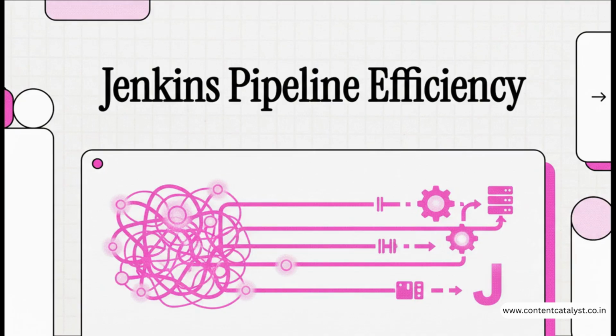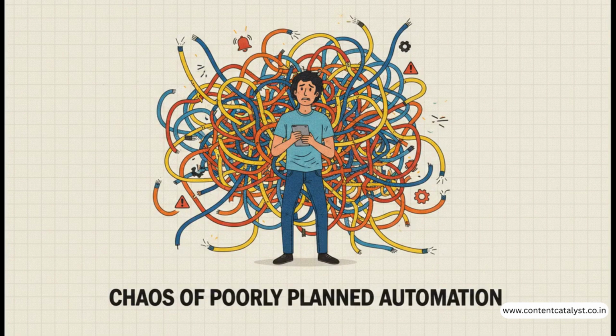Jenkins pipelines. You know the feeling, right? You have automation, but it's fragile. It's this collection of scripts that maybe one person on the team truly understands, and when it breaks, everything just grinds to a halt. That's what happens when we rush to automate things without a real plan.